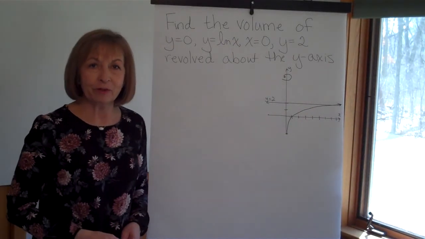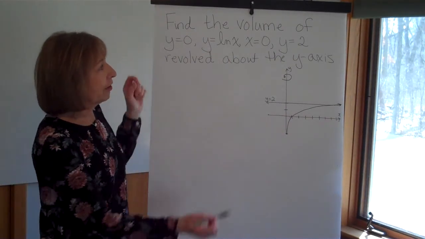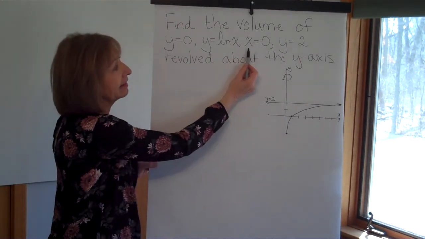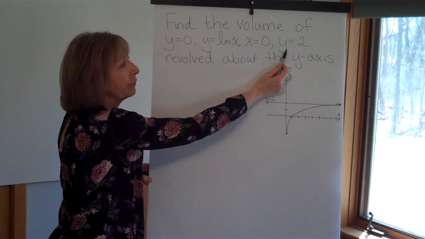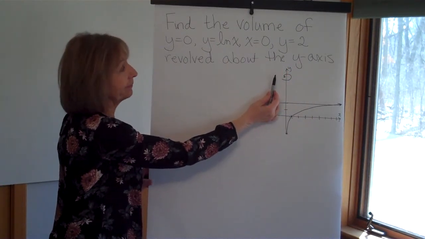Example of finding a volume of a solid of revolution. Here I want to find the volume of the region bounded by y equals 0, y equals the natural log of x, x equals 0, and y equals 2, and revolve that around the y-axis.